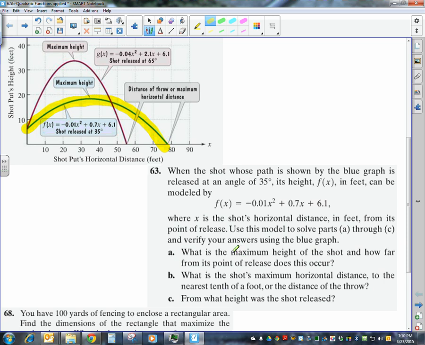The key here is the fact that they're asking us for the maximum of something. The maximum or the minimum of a parabolic or quadratic function always occurs at the vertex of the function. The vertex that we talked about in the last lesson has x-coordinate negative b over 2a, and the y-coordinate is what we get when we plug that in. So what is the maximum height? To answer these questions, I need to find the vertex.